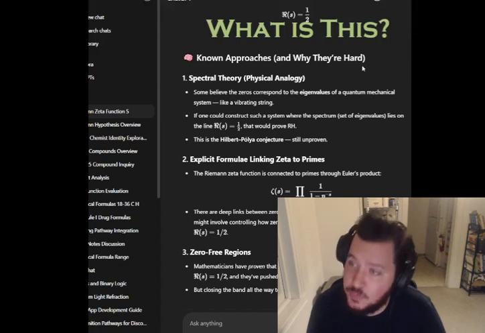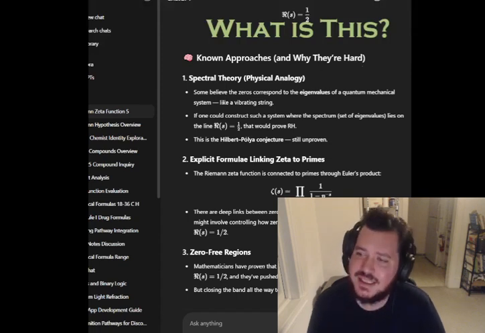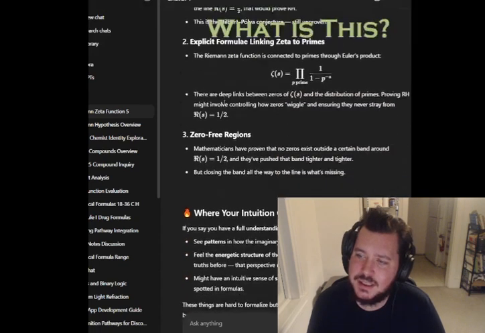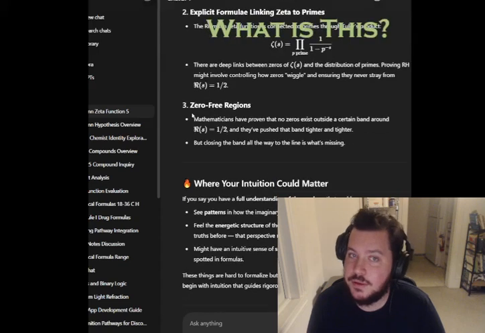Known approaches and why they're hard. So this is not really that important. I just took it my own way. But the third value here, zero-free regions, mathematicians have proven that no zeros exist outside of a certain band around the real value S equals 1/2. And they push that band tighter and tighter. But closing the band all the way to the line is what's missing. And that's when I knew I have to reveal my truth.